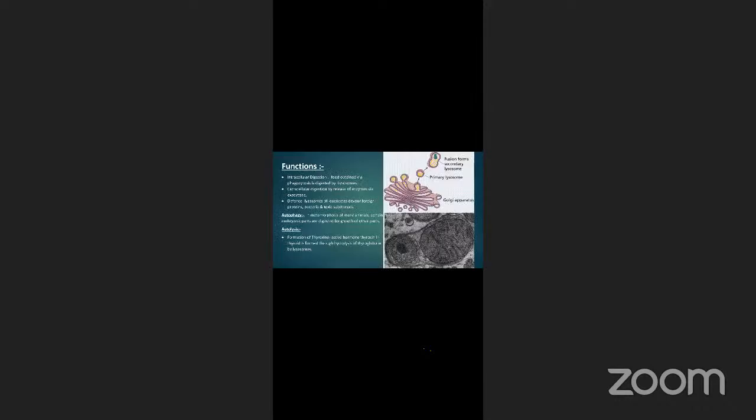So the functions of lysosomes are intracellular digestion, that is, food obtained via phagocytosis, and then extracellular digestion by release of enzymes via exocytosis, then defense. The lysosomes of leukocytes, white blood cells, protect the host cells from foreign material by the digestion of foreign proteins, bacteria, and other toxic substances.